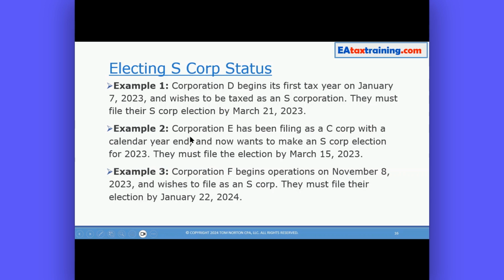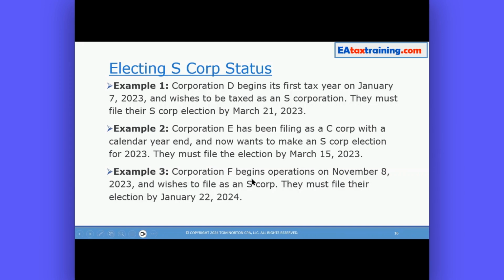Example 2 is the more straightforward one. Corporation E has been filing as a C Corp with a calendar year end and now wants to make an S Corp election for 2023, they must file the election by March 15th of 2023. So that's pretty easy to figure out.